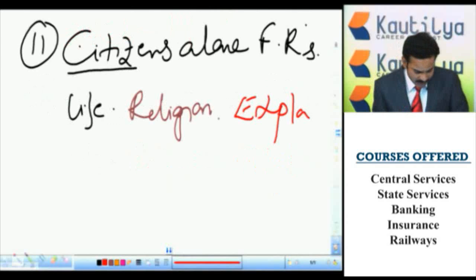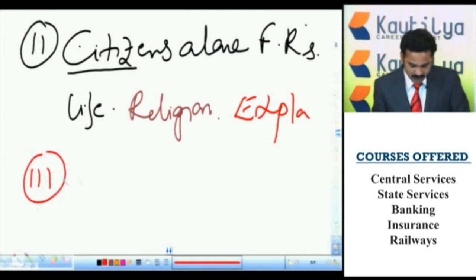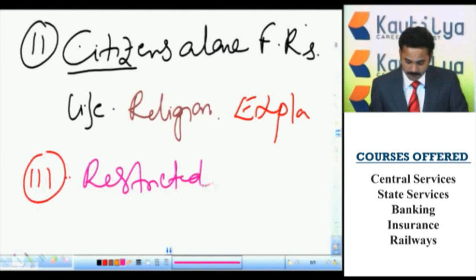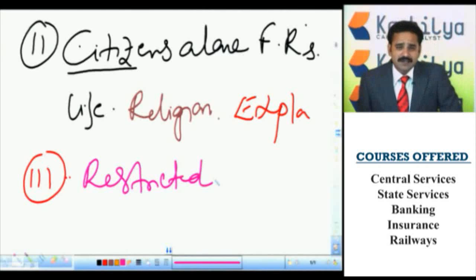And the third feature is they are restricted in nature, which means the fundamental rights are not absolute, and the state can impose some reasonable restrictions over the fundamental rights of the citizens. That is the third feature. They are restricted in nature.